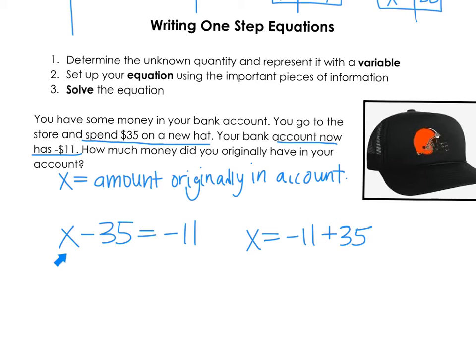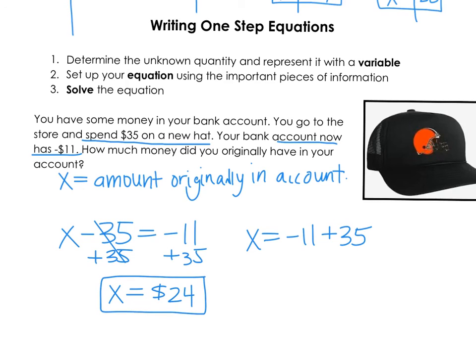Let's go back to this equation. Right now, x is being subtracted by 35, so to undo that, I would need to add 35 to both sides. Negative 35 and positive 35 equals 0, so I'm just left with x over here, and negative 11 plus 35 gives me $24.